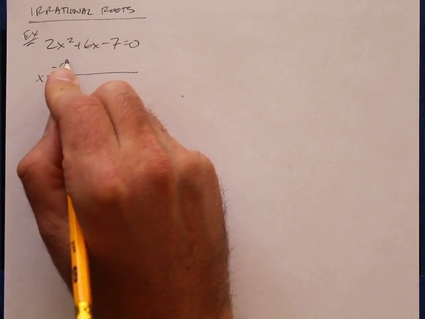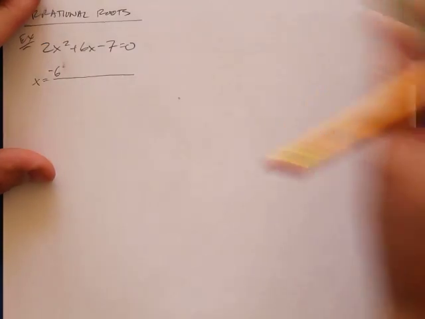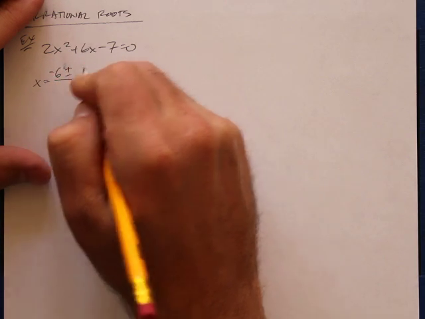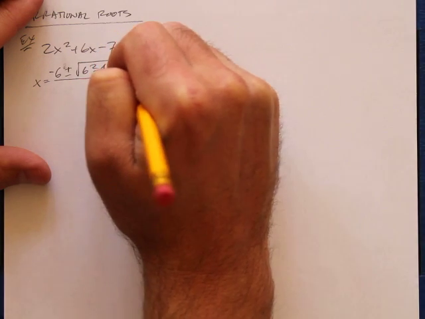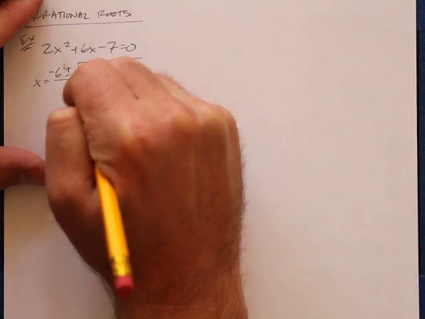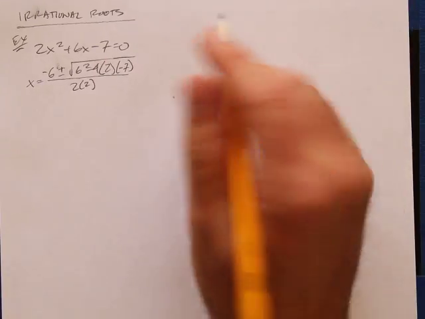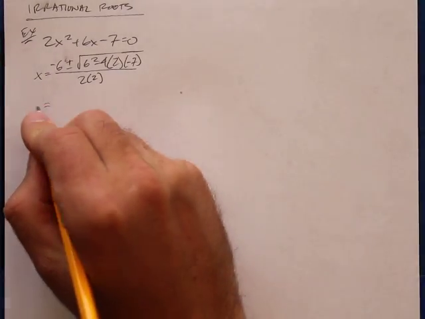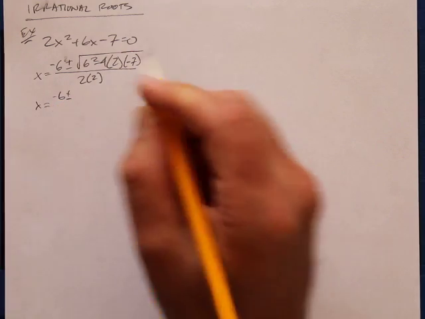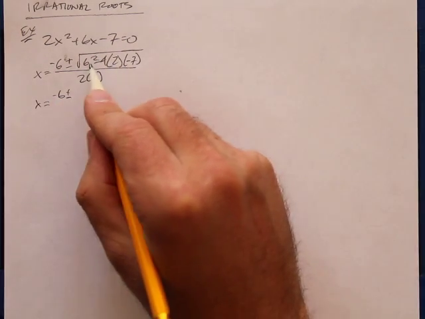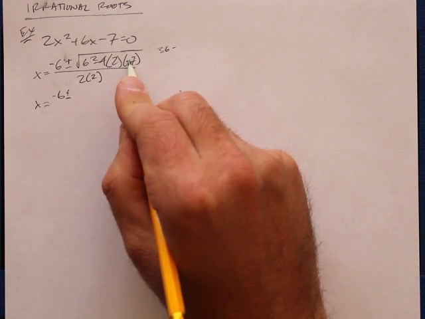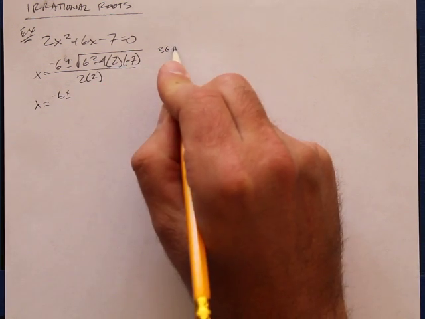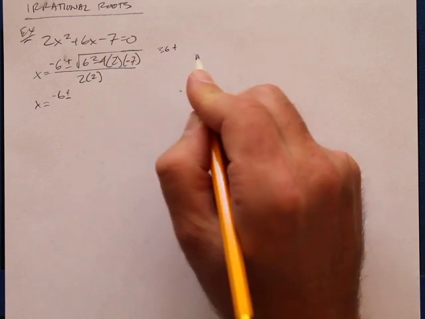Negative b, oh gosh, I've already lost it. All right, negative b plus or minus the square root of b squared minus 4 times a, which is 2, times c, which is -7, all over 2 times a. Whew. Okay, x equals -6 plus or minus, let's do all of this mess inside here. 6 squared is 36 minus, but see we have a negative here, so that's going to end up being plus. All right, I'll take care of the signs right there.